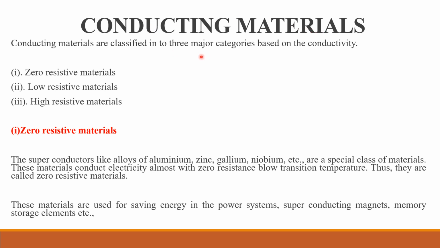Conducting materials are being classified based on the conductivity like zero resistive materials, low resistive materials and high resistive materials. Zero resistive materials will have a high conductivity, and some of the examples are gallium, niobium, etc. And these materials will conduct electricity with almost zero electrical resistance below the transition temperatures. And they are used for saving energies in the power systems, superconducting magnets, memory storage elements, etc.